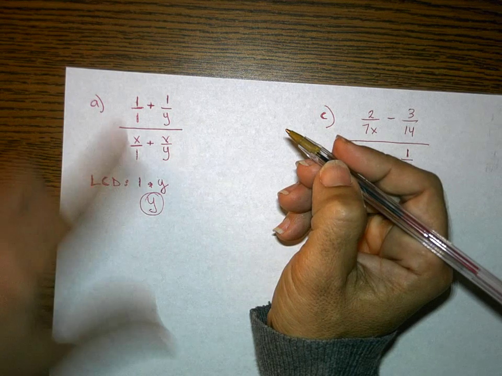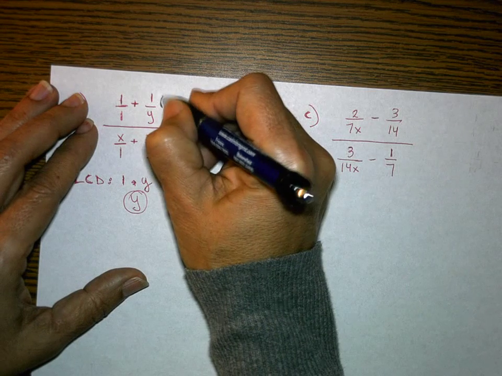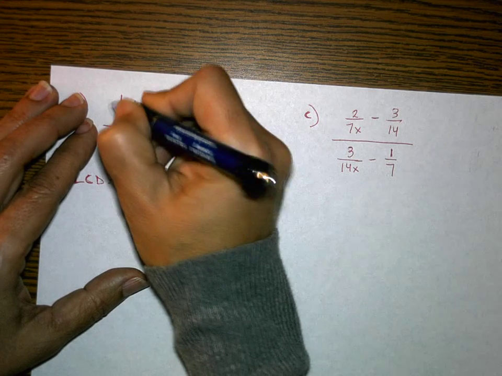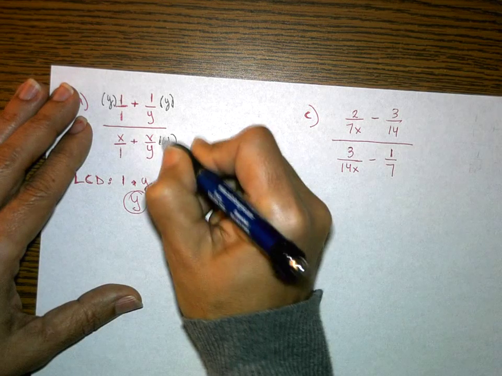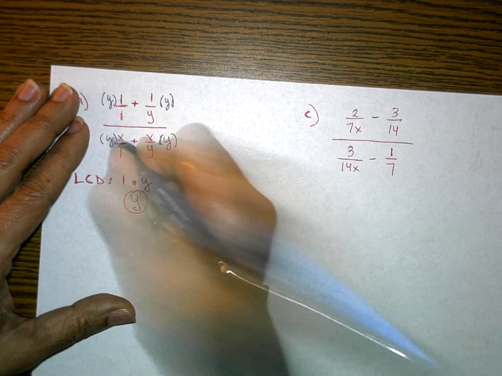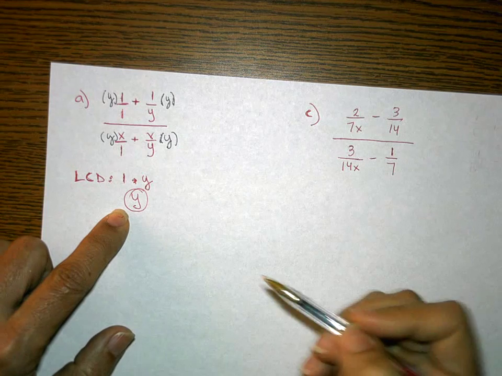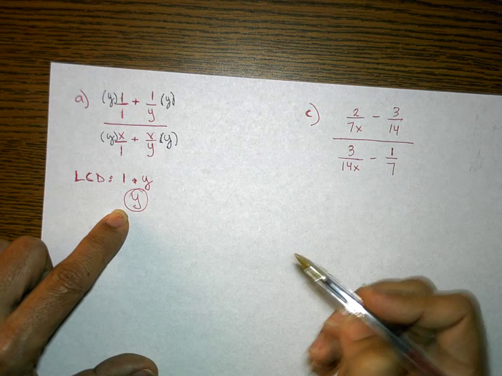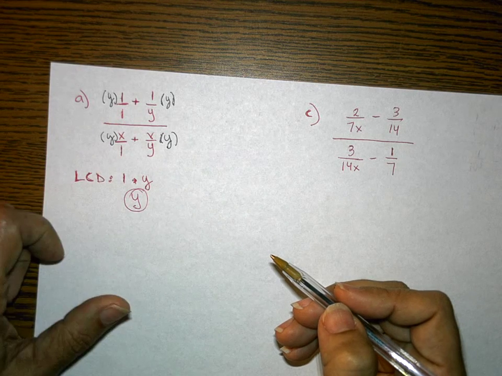If I multiply each of these fractions by the y, I'm going to multiply this one by y, this one by y as well, this one by the y, and this one by the y, because that is the least common multiple of all of these denominators. Then I can go ahead and clear the denominators for every single one of these fractions.